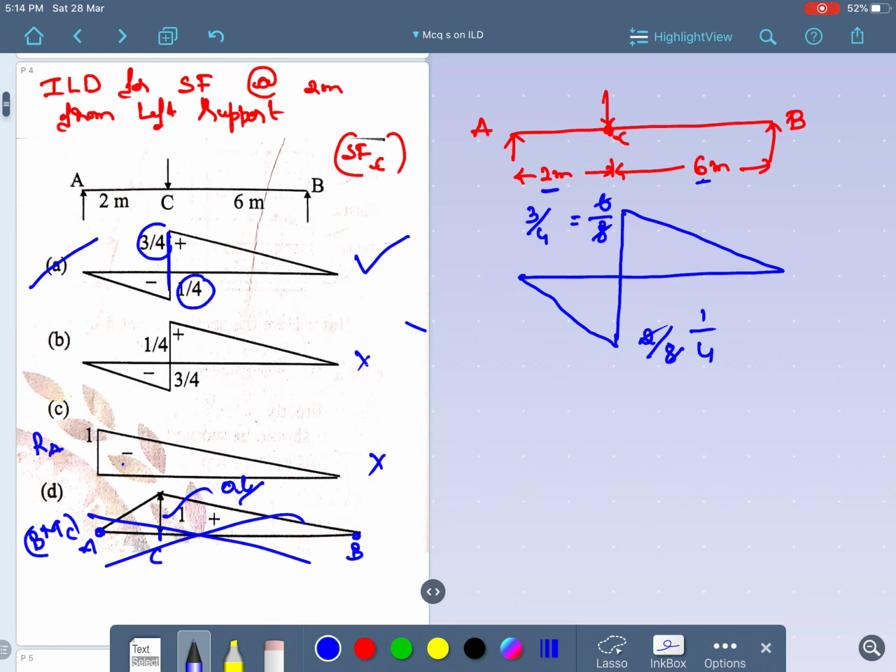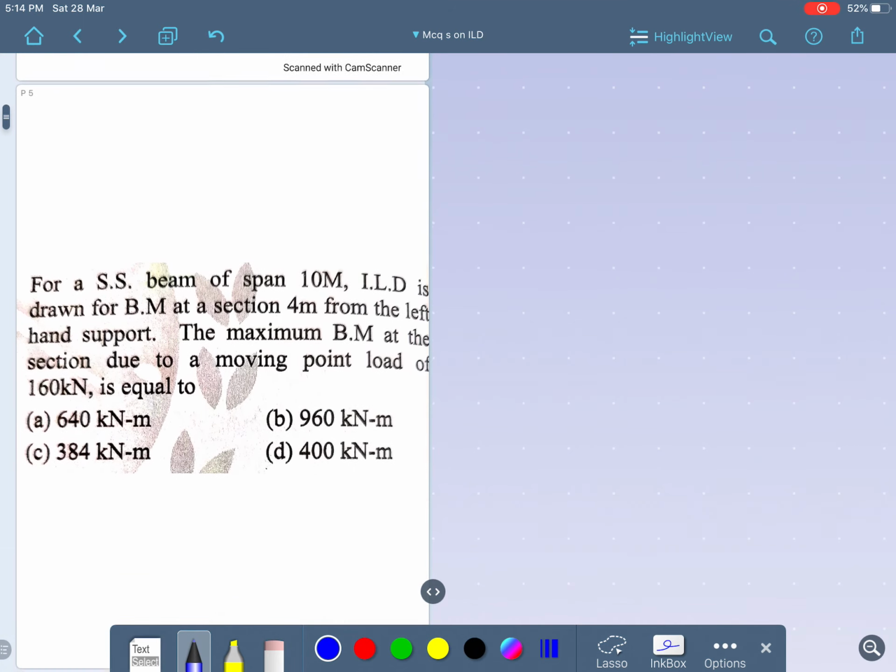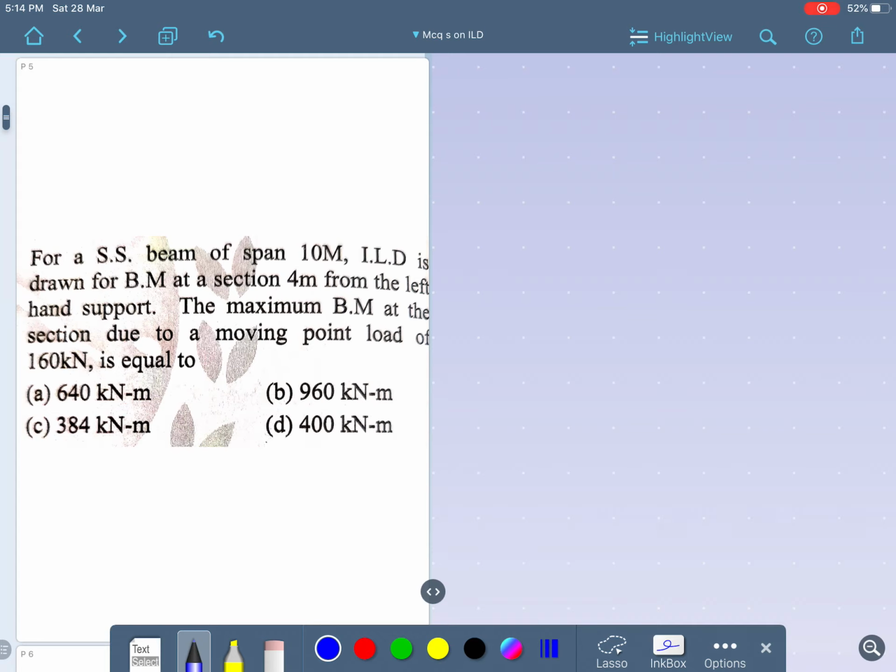This is how the concept I explained in the previous lecture series will work out in the MCQs. Please go through those concepts before coming to the MCQs. Let me move on to the next question. A very important question.